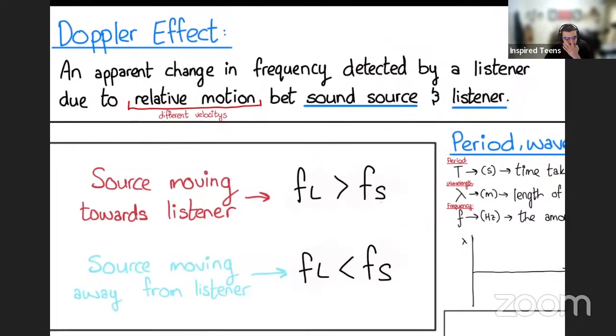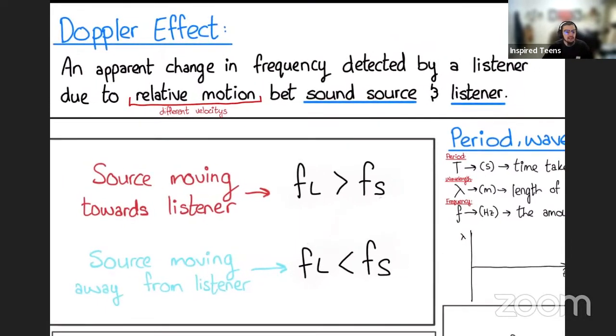Relative motion basically means that they're traveling at different velocities. For example, we could have a sound source which is stationary and a listener that's driving towards it. Maybe the listener is someone in a car or walking towards the sound source. We could have the listener walking away from the sound source. Alternatively, we could have a stationary listener and a sound source that is moving. We could even have both moving, but the Doppler effect will only be observed when they are at different velocities.